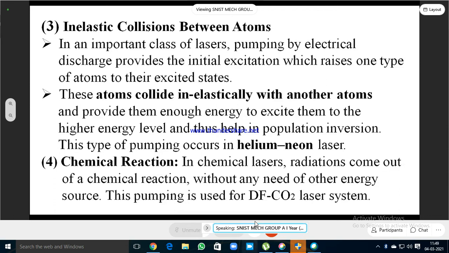Okay, neon atoms are already in the ground state, helium atoms are already in the excited state. So helium atoms and neon atoms are colliding with each other, and then the neon atoms receive the energy and jump to the excited state. This is the inelastic collision between the atoms. Got it, guys? Very simple.